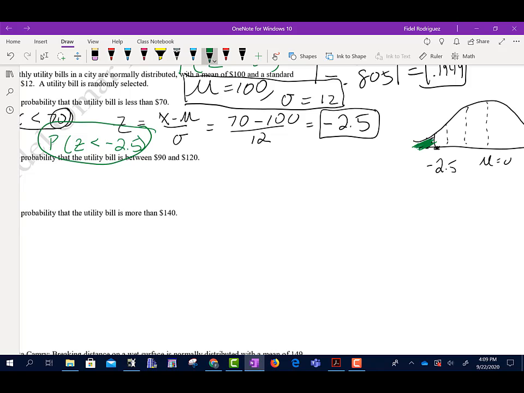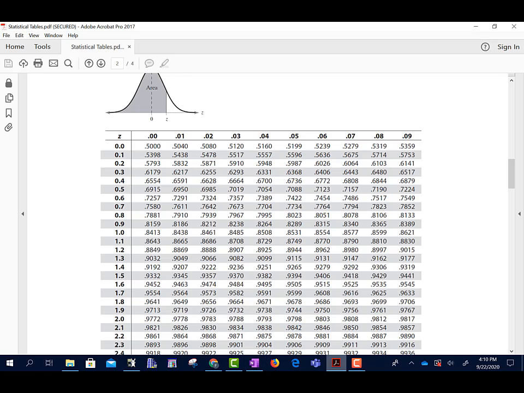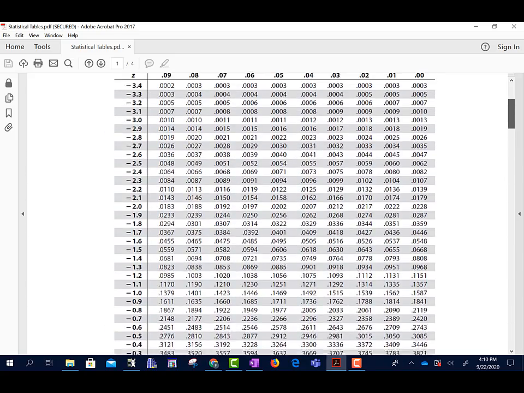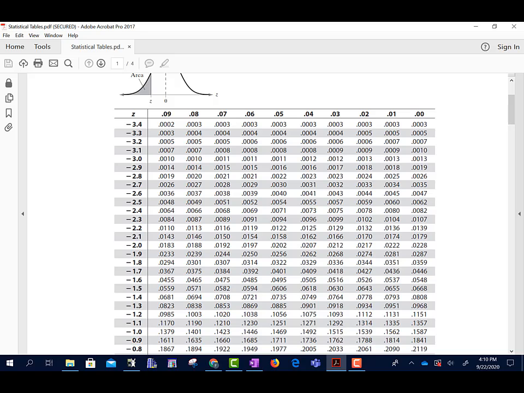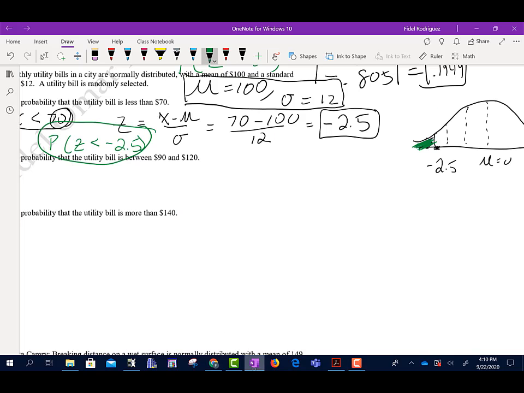So if I was going to use my table, the first thing I'm going to do is pull up my table. I need to go to negative 2.5. Okay, so here is negative 2.5, and the last digit is 0, so it's going to be this one here. So it should be 0.0062. And so my answer for part A would be 0.0062, right?